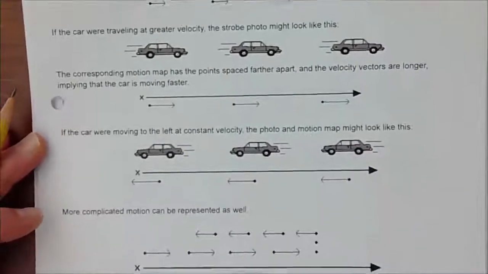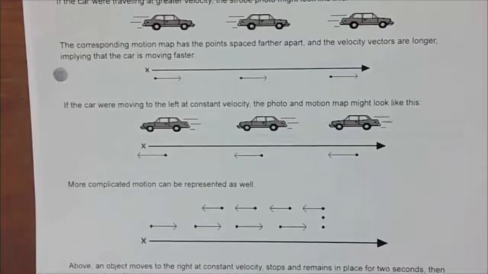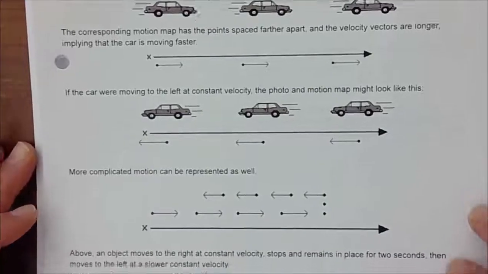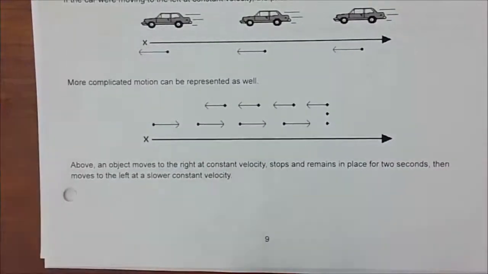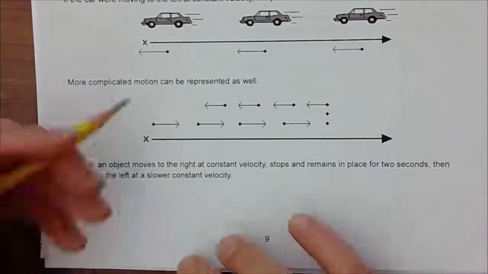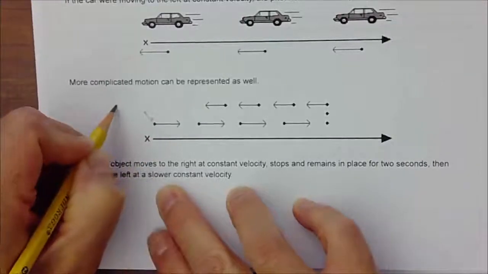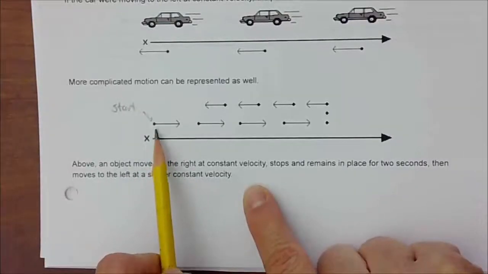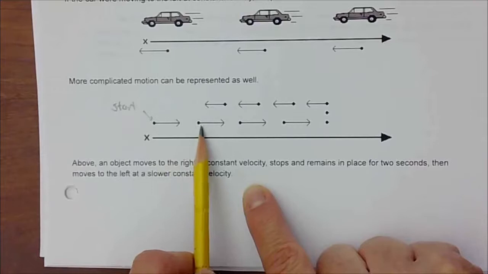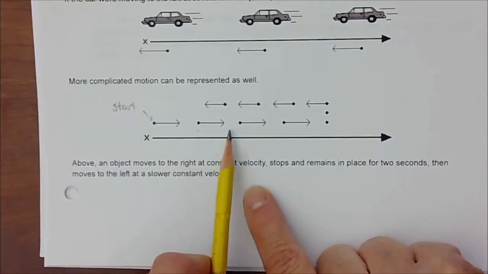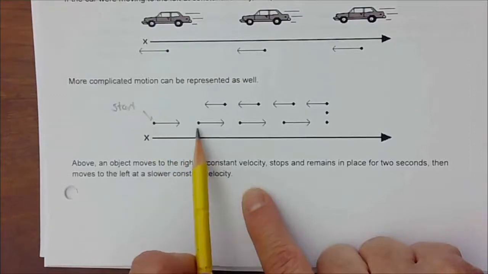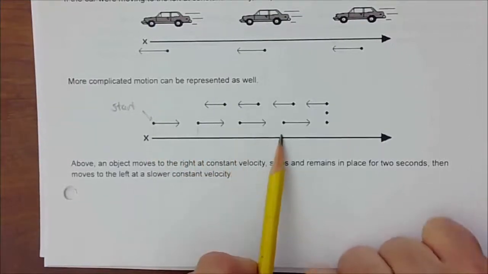Another way that the motion map can show motion is to show direction. Now, of course, we can show more complicated motions. Let's take a look at this object. We're going to start here, moving right at a constant velocity. We know that because these snapshots are taken at the same time intervals from each other, and how far the object travels, its displacement, remains the same in each of these 4 snapshots.